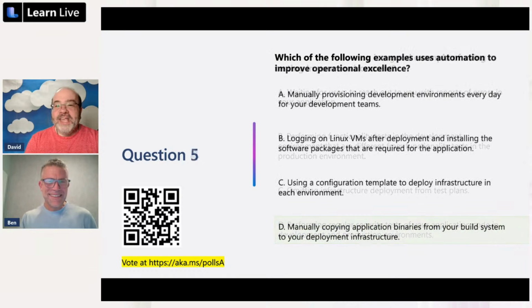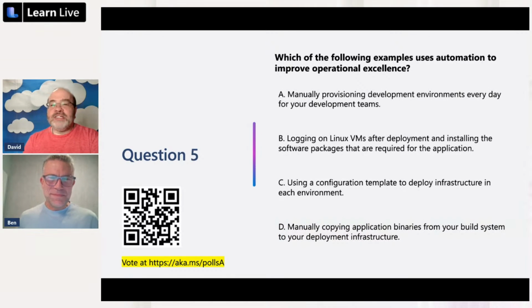Okay, next. Which of the following examples uses automation to improve operational excellence? A, manually provisioning development environments every day for your development teams. B, logging on to Linux VMs after deployment and installing the software packages that are required for the application, which looks a lot like the first one. C, using a configuration template to deploy infrastructure in each environment. Or D, manually copying application binaries from your build system to your deployment infrastructure.